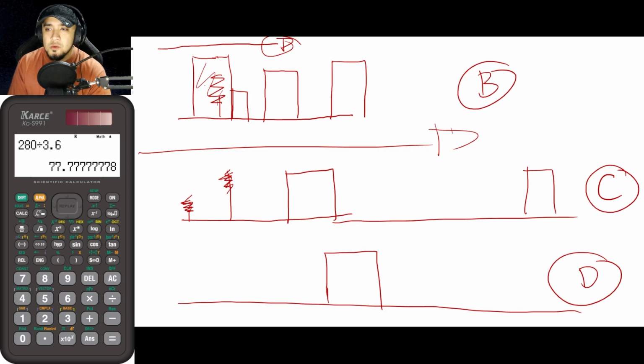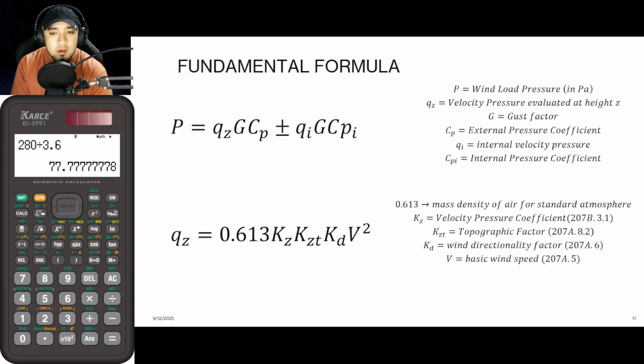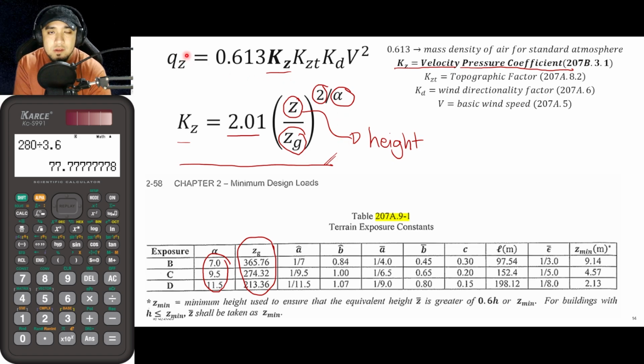Okay? So again, those are the variables that we would be making use of, or investigating, in order for us to solve for the value of qz. So Kz is unitless, Kzt unitless, Kd unitless, and for V, that is in meters per second, so you would be squaring it. If you solve for the value of qz, this is also in terms of Pascal.